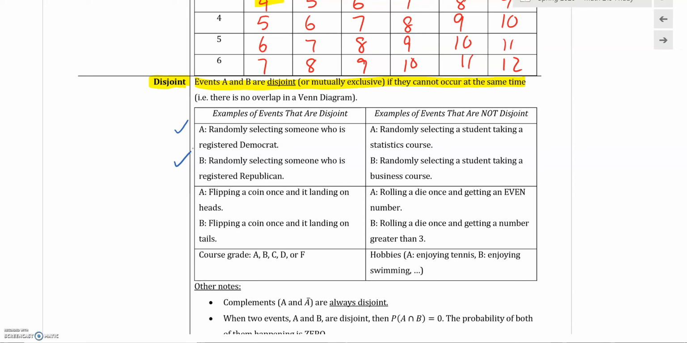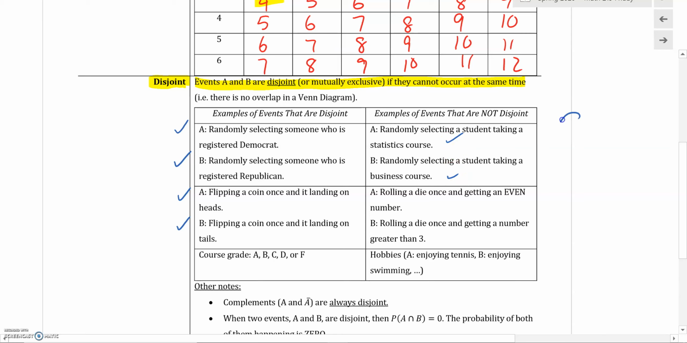If you were to flip a coin, the event that it lands on heads versus the event that it lands on tails cannot occur at the same time. They are disjoint or mutually exclusive. Things that are not disjoint, that may occur at the same time, would be randomly selecting a student from a stats course and randomly selecting a student from a business course. You could have students that take stats and business at the same time, so there could be overlap.